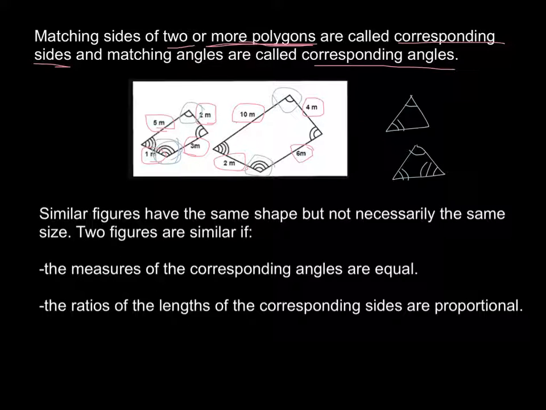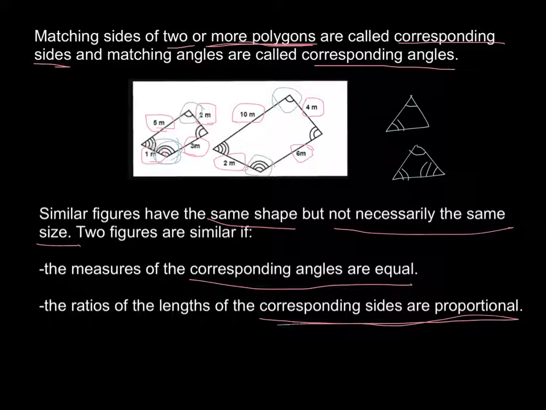Let's look at the next definition here. Similar figures. Now this is what we talked about. They have the same shape, not necessarily the same size. Two figures are similar if the measures of the corresponding angles are equal. So when we're talking angles, angles are always going to be equal. A triangle is always going to add up to 180 degrees. If I'm looking at two triangles, the angles will not change. It is the sides that will change, but they will be proportional. So we'll have to do our cross products with our ratios to see if they are proportional or not, or we could use them to find our proportions.